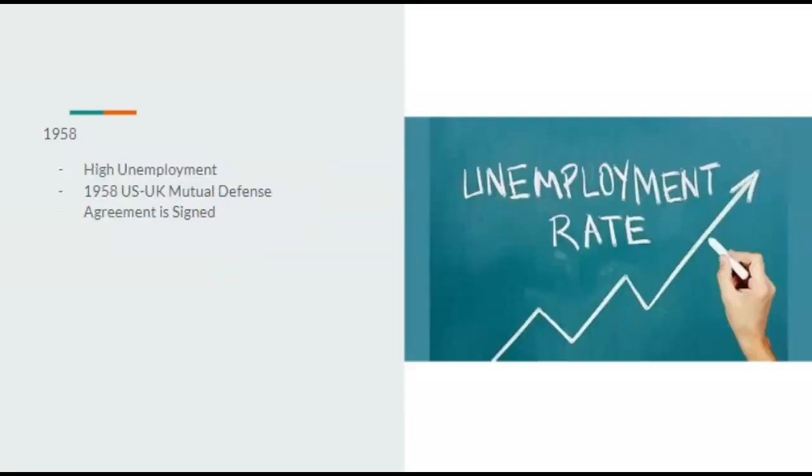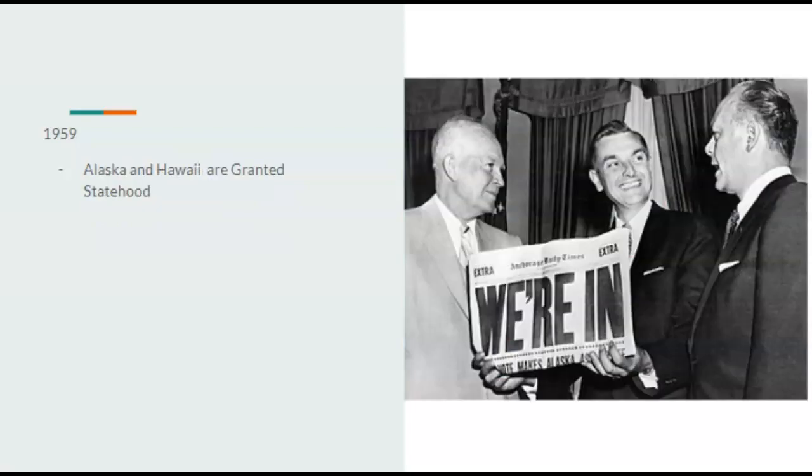Going on to 1958, we see high unemployment throughout the year. Of course, that goes back down to normal levels around the beginning of 1959. As well as in 1958, we have the US and the UK signing a mutual defense agreement. So if one of us is attacked, the other is obligated to help them out, whether that's physically or with aid. That's what the agreement is all about.